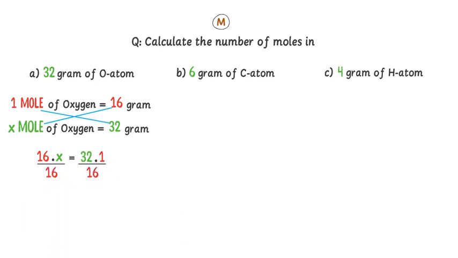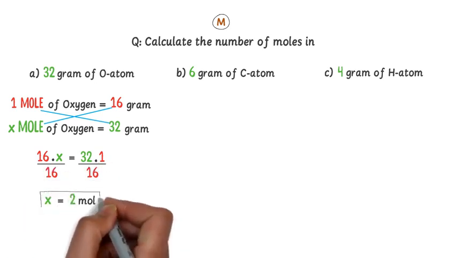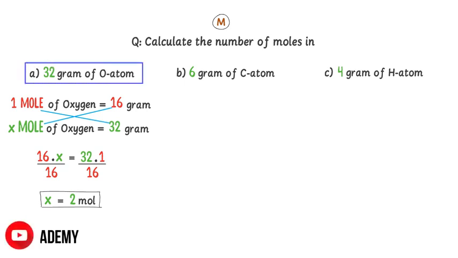Dividing both sides by 16, I get X is equal to 2 moles. So there are 2 moles of oxygen atoms present in 32 gram.